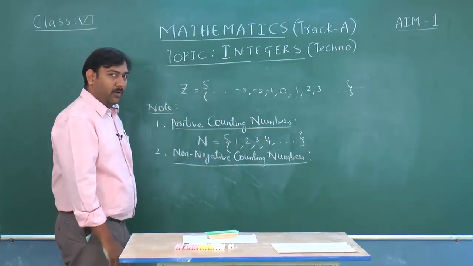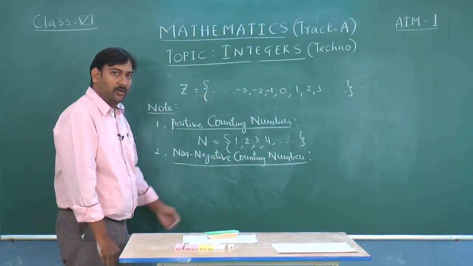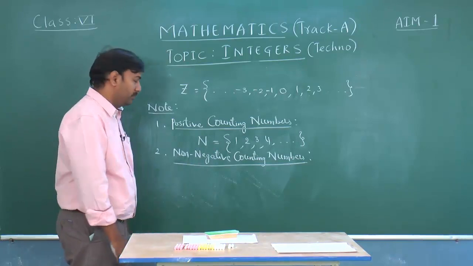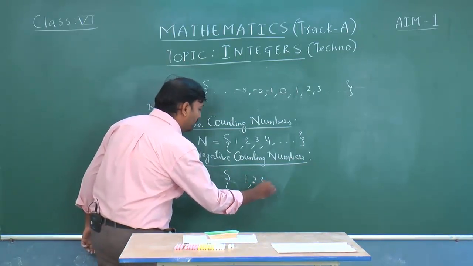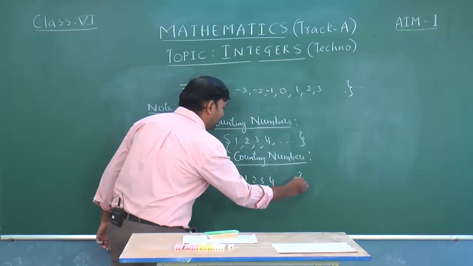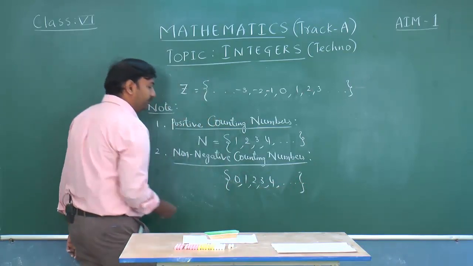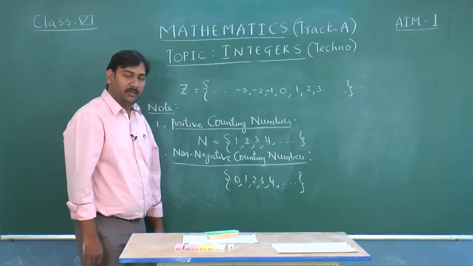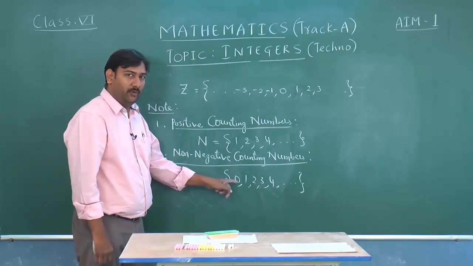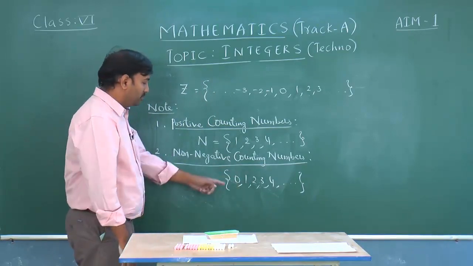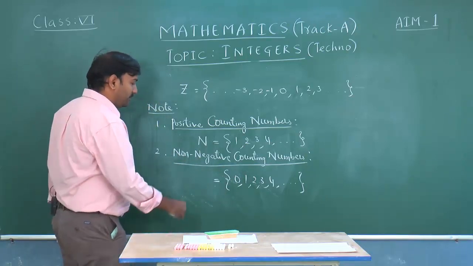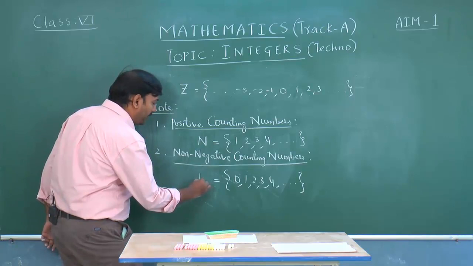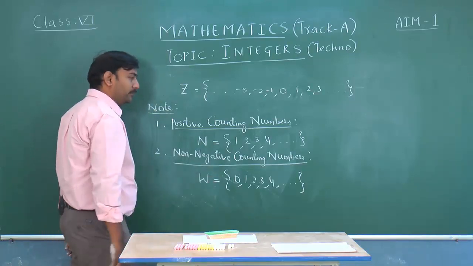The non-negative counting numbers means we should not consider the negative counting numbers. So let's take the numbers 1, 2, 3, 4 and so on along with 0. These numbers are called non-negative counting numbers. This set of non-negative counting numbers is also called the set of whole numbers. It is indicated by the letter W.